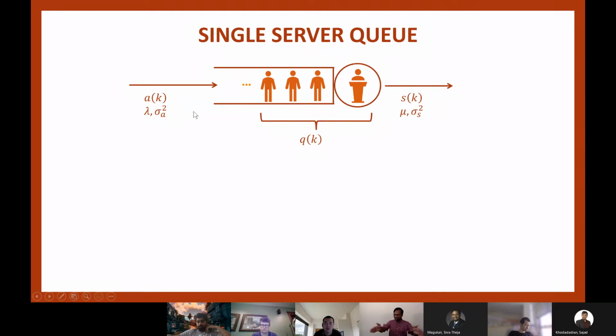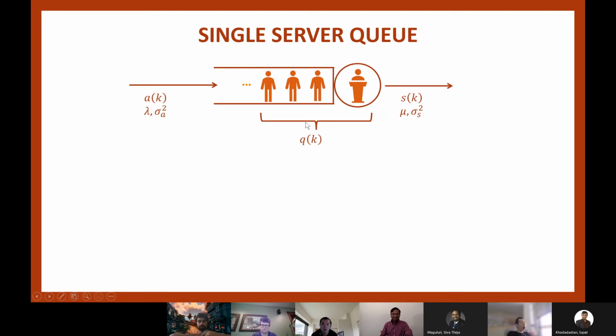Time is slotted. In each time slot, the number of customers that show up is an IID random variable, and I denote it by A(k). It has mean lambda and variance sigma_A squared. In each time slot, the number of customers that the server can potentially serve is also an IID sequence of random variables. I call it S(k), and it has mean mu and variance sigma_S squared. I call this potential service as opposed to service because suppose there are no customers, and the server could have served 3 customers in the time slot. But in reality, it doesn't serve anybody. It's just sitting idle because there are no customers. That's why S is called the potential service.